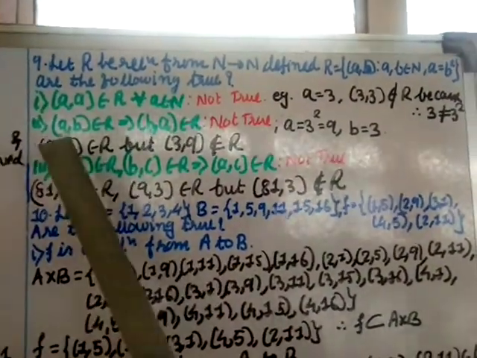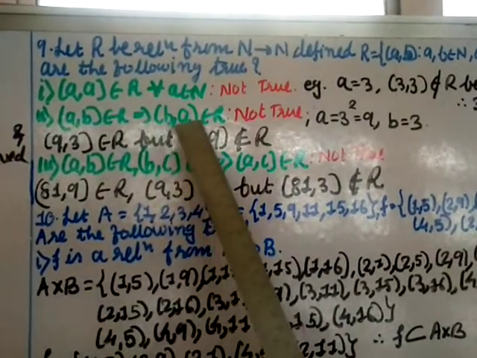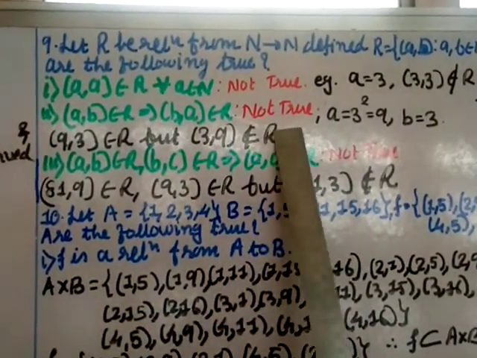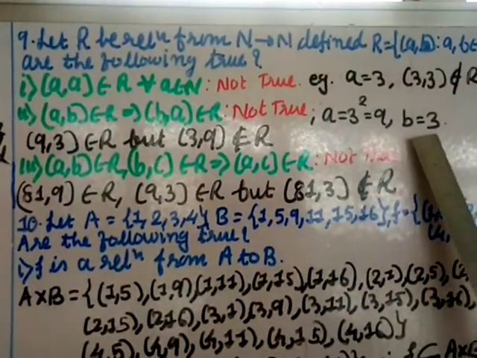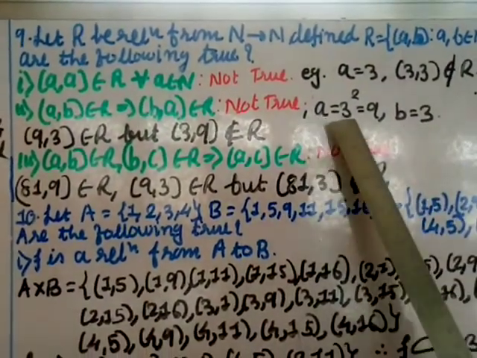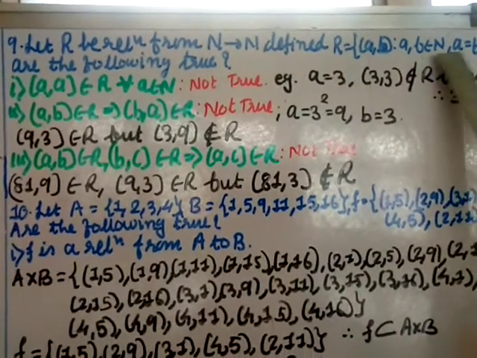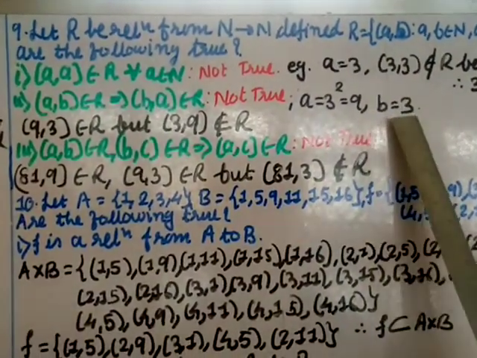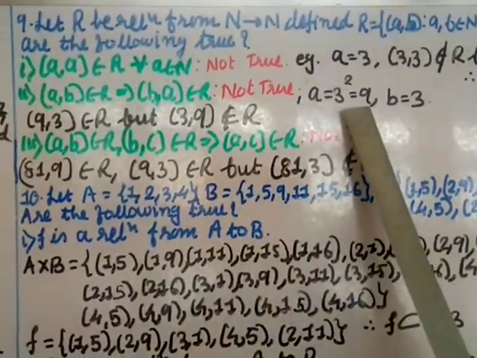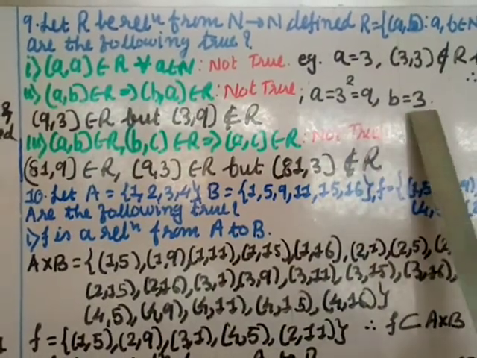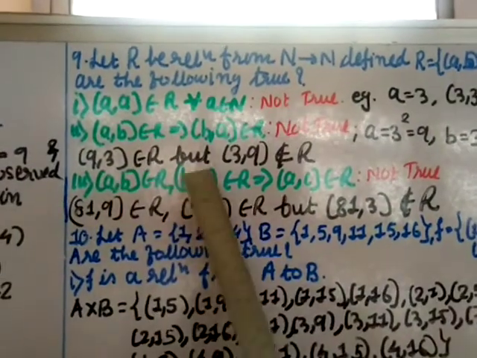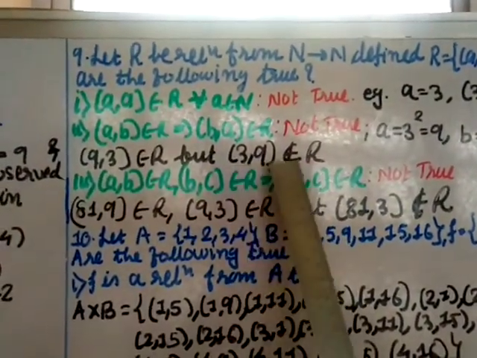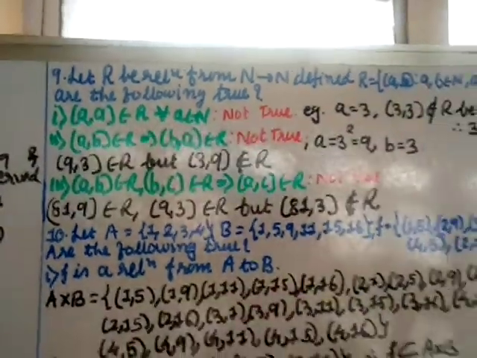Number 2: (a, b) belongs to R implies (b, a) belongs to R. This is also not true. Why? See, a is equal to 3 square and b is equal to 3. The relation is a equal to b square, so if I take b equal to 3, then a equal to 3 square equal to 9. So we can say that (9, 3) belongs to R, but (3, 9) will not belong. So (3, 9) does not belong to R, and this is also not true.